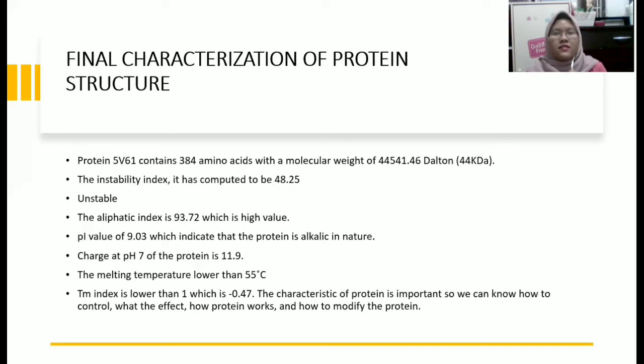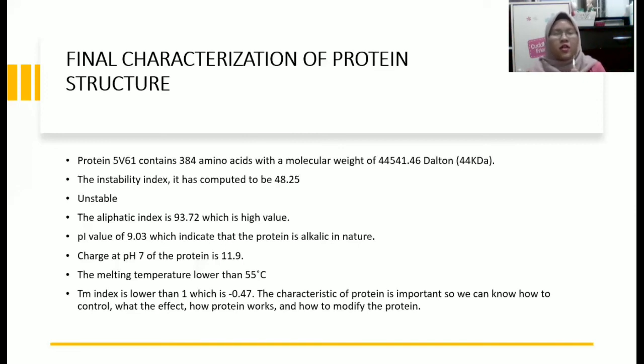As for the instability index, it was computed to be 48.25 using the ProtParam tool, which classifies the 5V61 protein as unstable. The aliphatic index is 93.72, which is a high value. On the basis of theoretical pI, all of these tools give a value of 9.03, which indicates the protein is alkaline in nature. From the Protein Calculator v3.4, the estimated charge at pH 7 of the protein is 11.9.